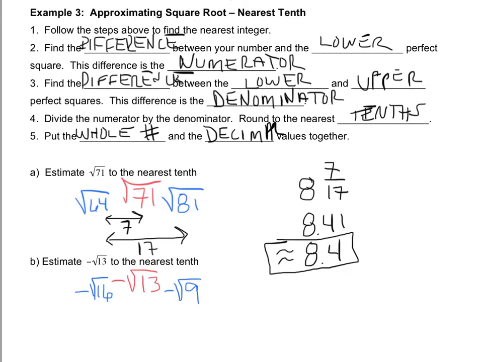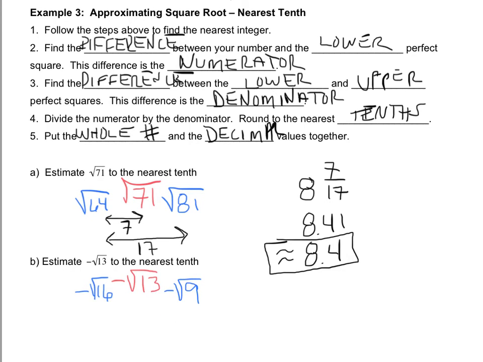The nearest integer, when you look at this as the nearest integer, it's actually going to be the negative square root of 16, because it's a little bit closer. It's only 3 away here. It's 4 away from this one.